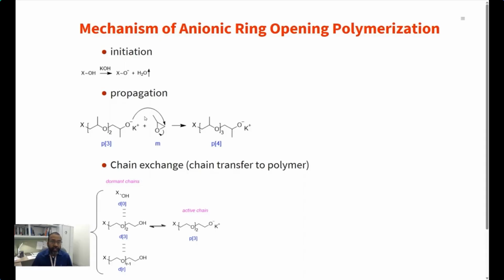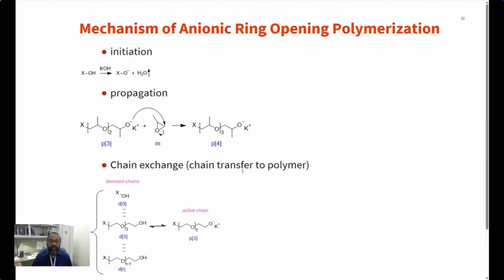The propagation step is critical. This is the molecular weight building step. Here, the chains with alkoxide end groups attack the monomer. Organic chemists love to push arrows. So I'm showing here an arrow from the nucleophilic oxygen to the less hindered carbon on the monomer with breaking of the C-O ether bond to give you the product. Based on the symbolic representations I showed in the previous slide, this structure can be represented as P of 3 because there are 3 propylene oxide units, and the product would be P of 4.